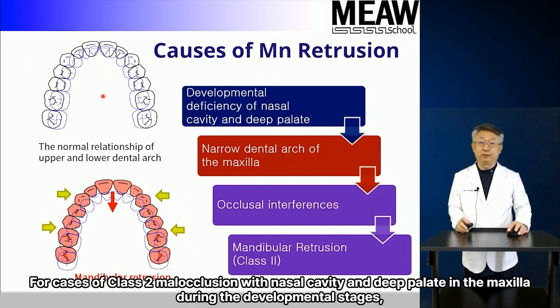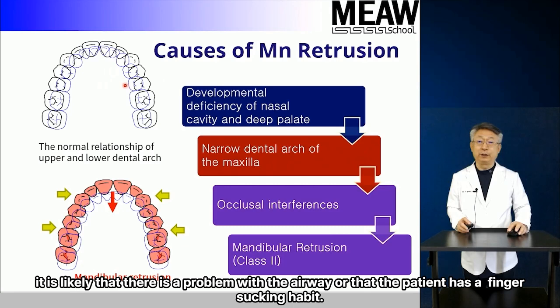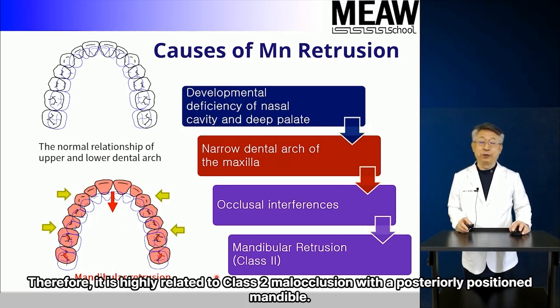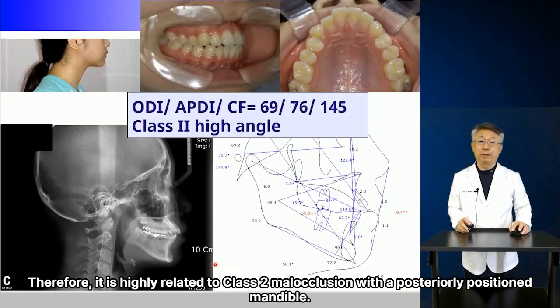For cases of Class 2 malocclusion with nasal cavity and deep palate in the maxilla during the developmental stages, it is likely that there is a problem with the airway or that the patient has a finger-sucking habit. This leads to the narrowing of the maxillary dental arch, an interference somewhere, which eventually increases the chances of the mandible positioning posteriorly. Therefore, it is highly related to Class 2 malocclusion with a posteriorly positioned mandible.